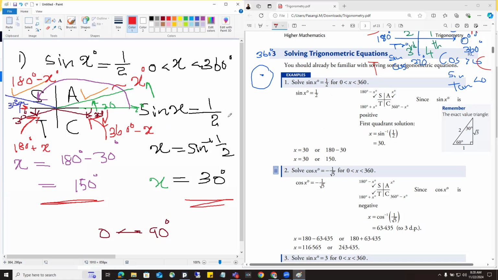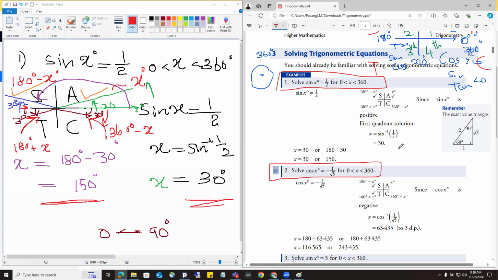If you are clear on this, just do this one, and then can you work on this example 2 as well? If there's anything not clear, just ask me. Stop me at any time and ask me. That's totally fine.